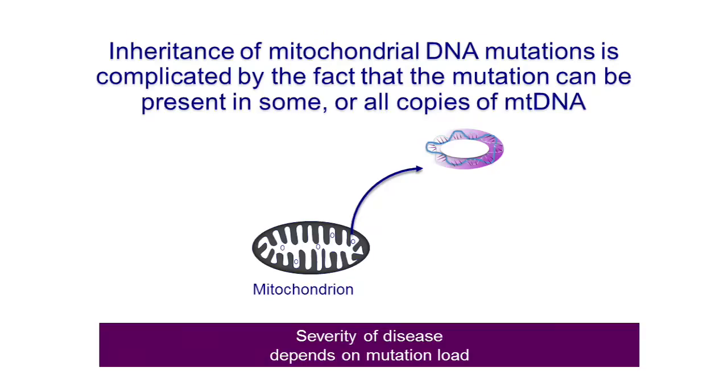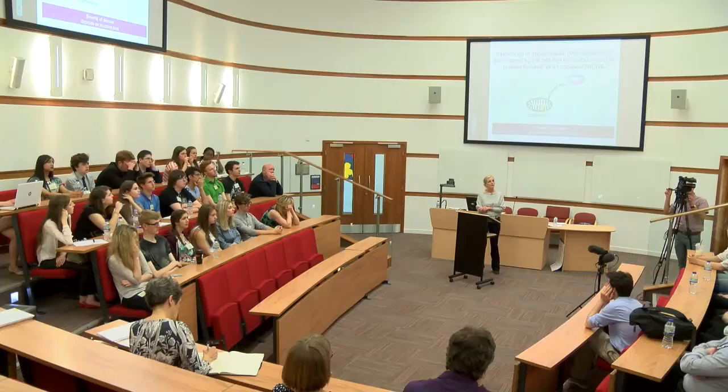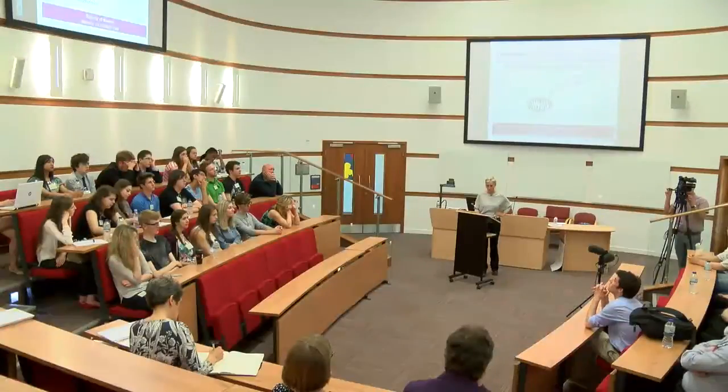PGD for nuclear DNA mutations is fairly straightforward. But for mitochondrial DNA, it's a bit more complicated, mainly by the fact that these mutations can be present in either some or all copies of the mitochondrial DNA. And the severity of disease depends upon the mutation load.